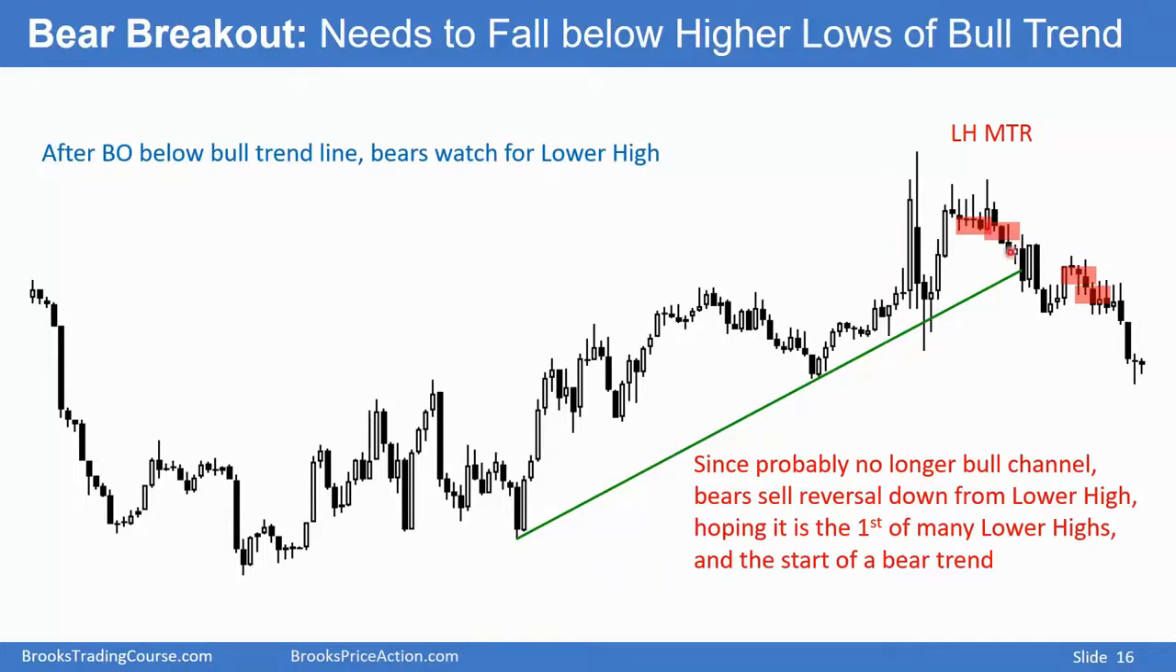At some point, traders conclude that it's no longer a bull channel. It's either a trading range or a bear trend. Somewhere in here, more and more traders are concluding the bull trend has ended. Once the market falls below a major higher low, like here or here, traders would conclude the bull trend is definitely over and that the market's either in a trading range or a bear trend. And they're hoping that this lower high is the first of many lower highs, and a series of lower highs means a bear channel, which is a bear trend.